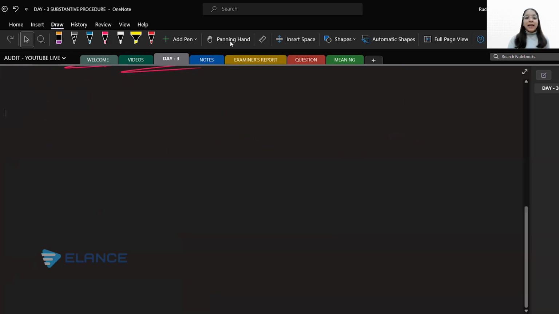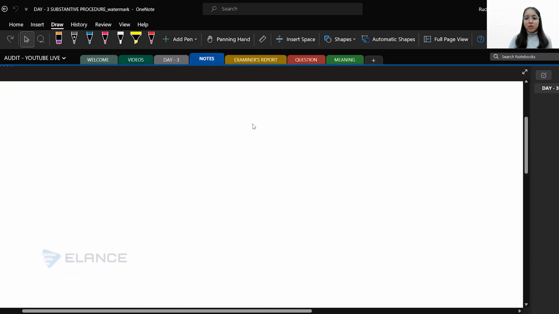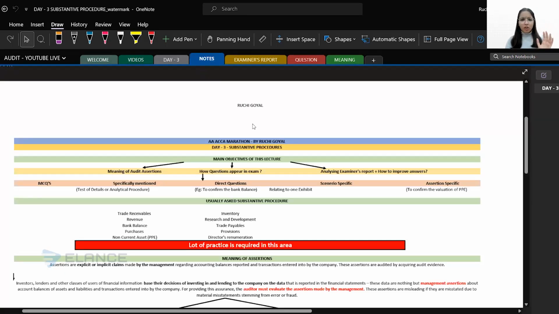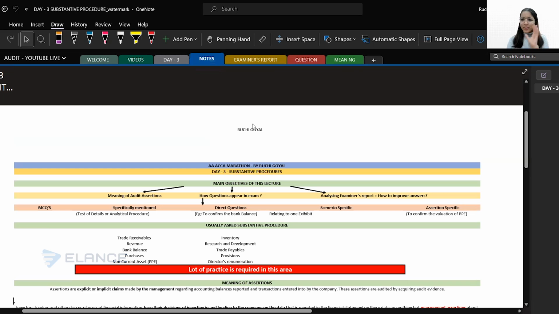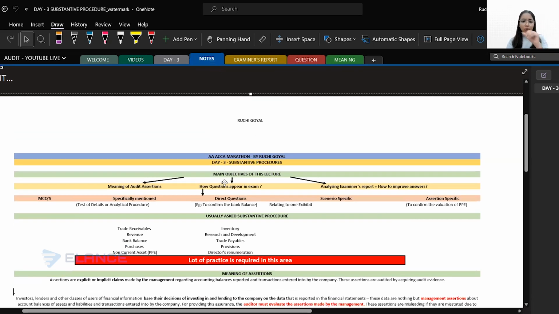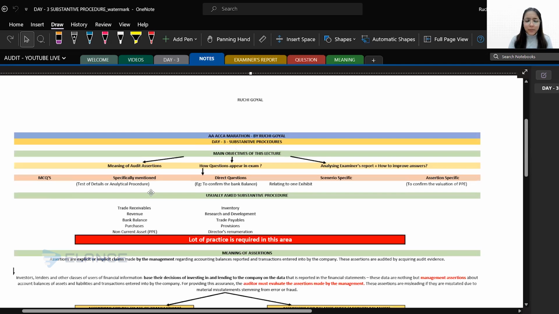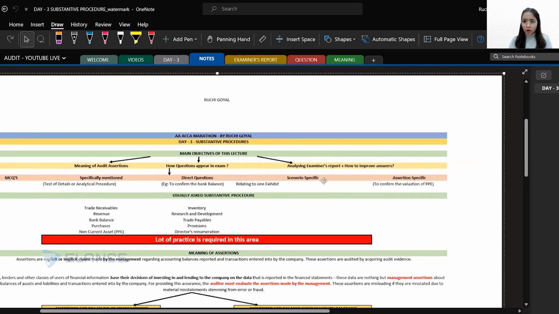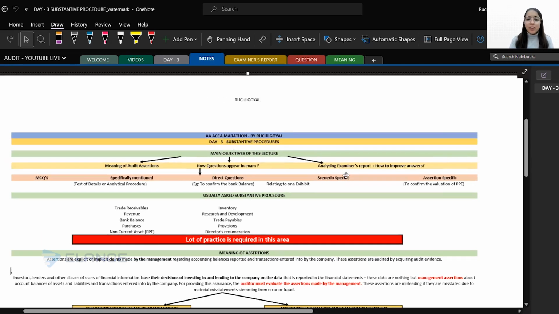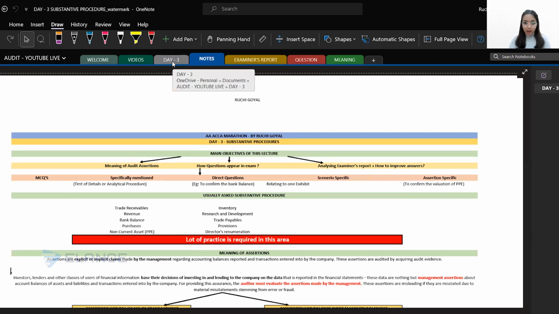Okay. Now, when it comes to the notes, today's notes are very simple. They are just one page, so you don't have to worry too much about notes today. The first part that I've covered is the main objective of the lecture. We will be doing audit assertion soon, and how questions will appear in the exam. We have covered all this, and we will be starting the examiner's report today along with the question and how to improve the answer.